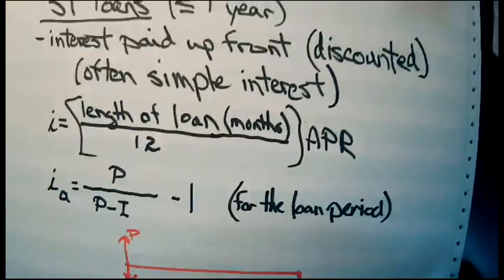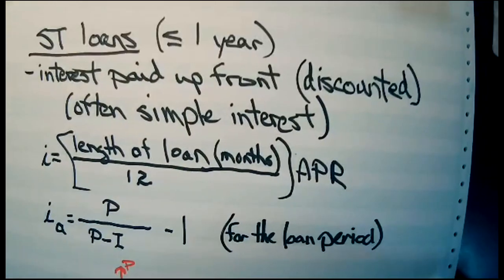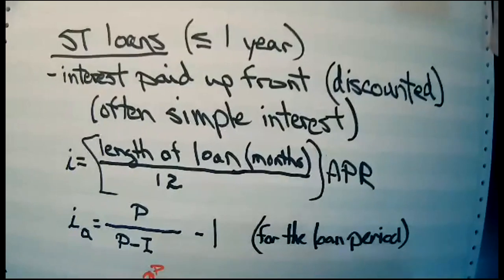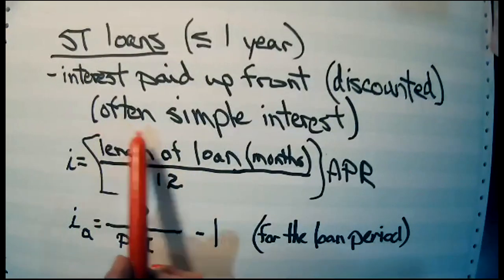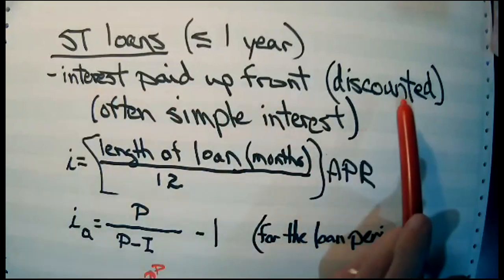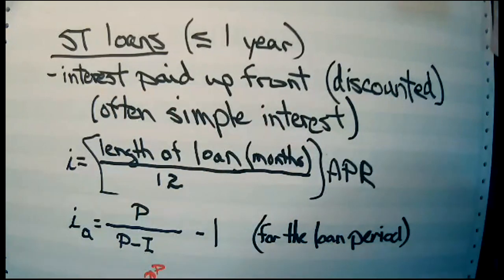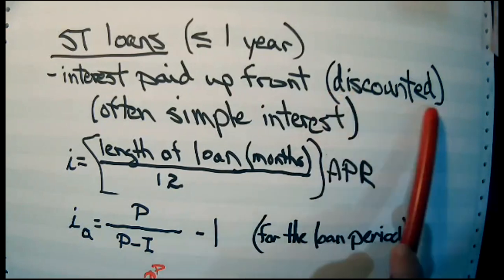So let's go back up here to the rules and regulations. So it is often simple interest. And when the interest is paid up front, that's called discounted. Now, I've used the word discount before and discounted, and it's not exactly the same, right? It kind of is the same while they're using it.